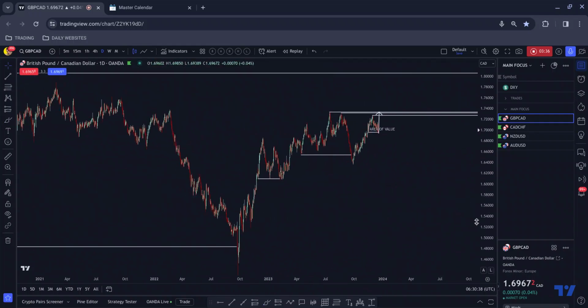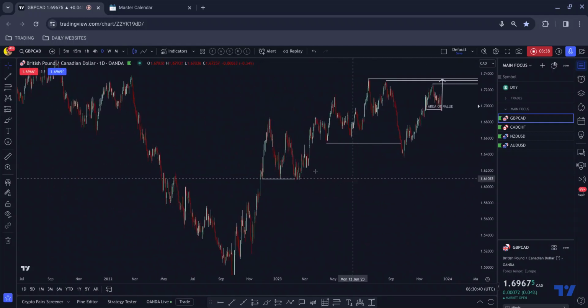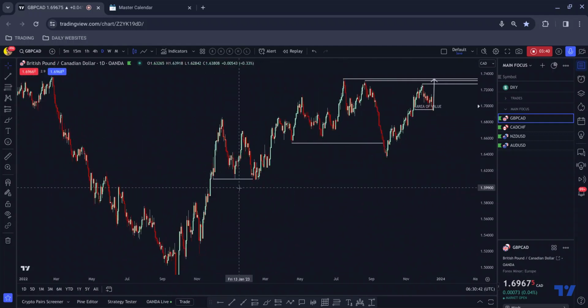And what I've been doing on the lower time frames is just separating the structures. So you can see price left a footprint here. It came down, it tapped that area, but didn't break below it.